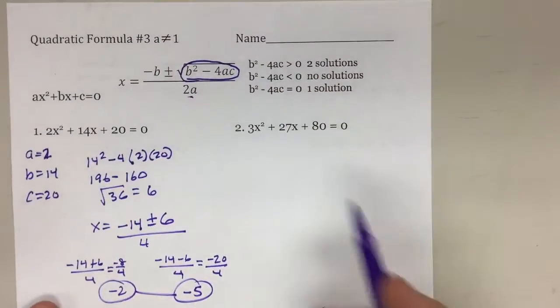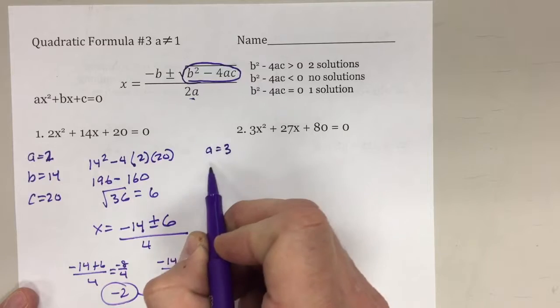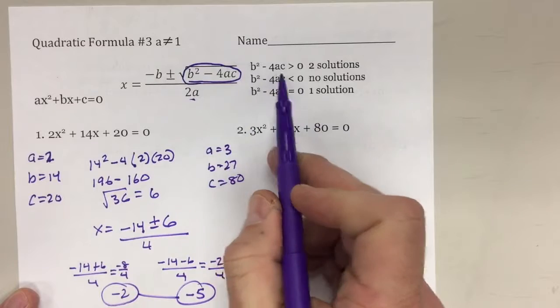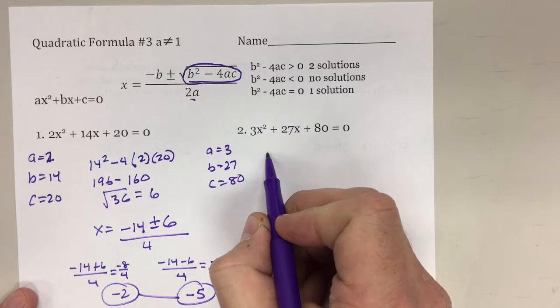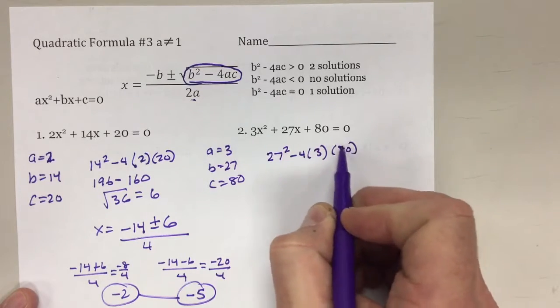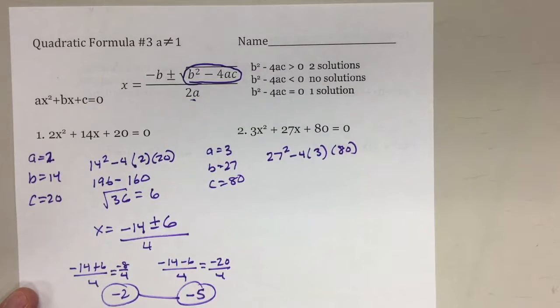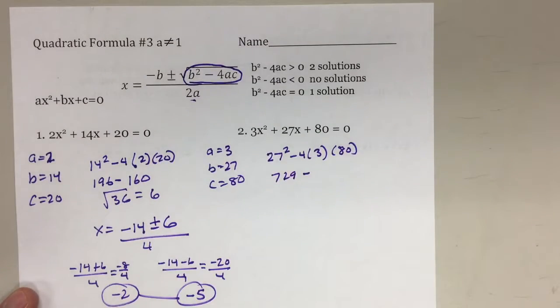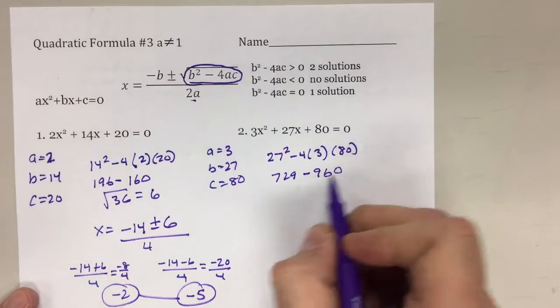Let's try number 2. Again, write down ABC. This time a is 3, b is 27, c is 80. So I'm going to do b squared minus 4ac to see how many solutions there are. So b squared minus 4 times a times c. So 27 squared is going to be a pretty big number, 729. And then I'm going to take negative 4 times 3 times 80, and I get negative 960. So 729 minus 960, and I think you can obviously tell right now, that's going to be negative 231.